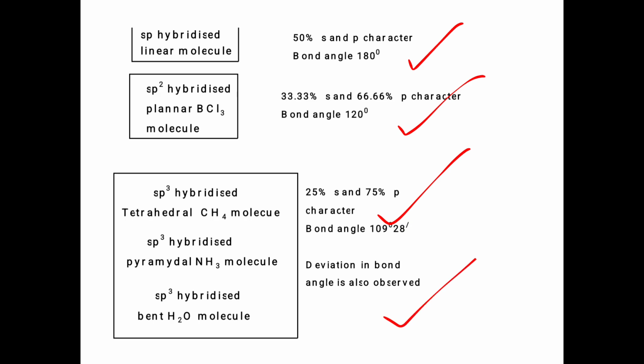Deviation in bond angle is also observed. For sp3 hybridized bent molecule, the deviation of bond angle is observed. Also, deviation is observed for the pyramidal NH3 molecule.